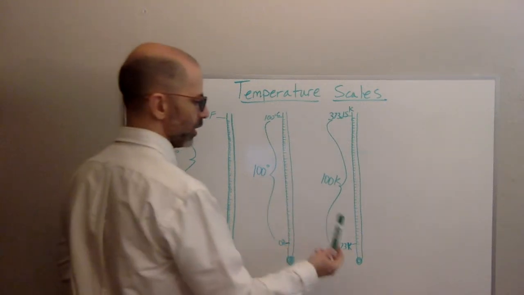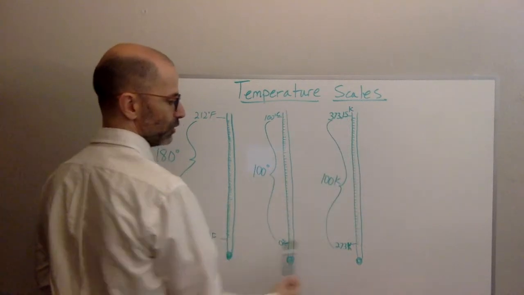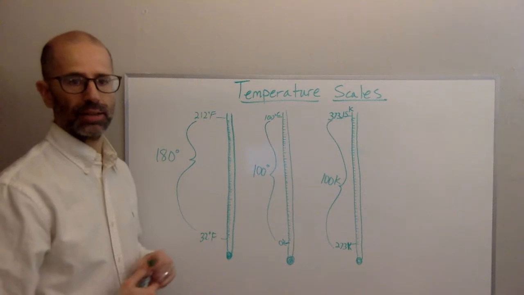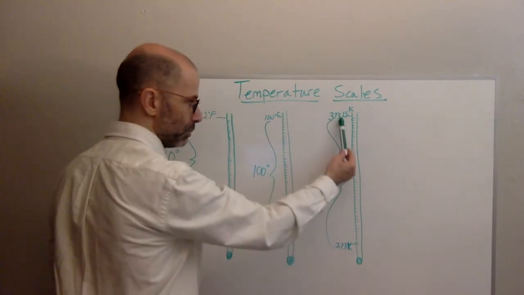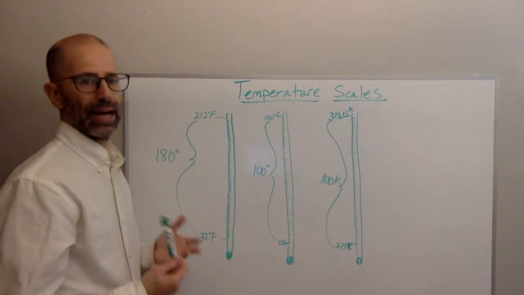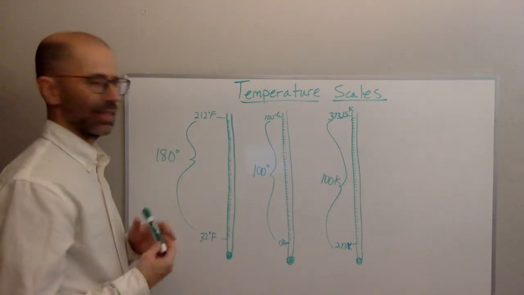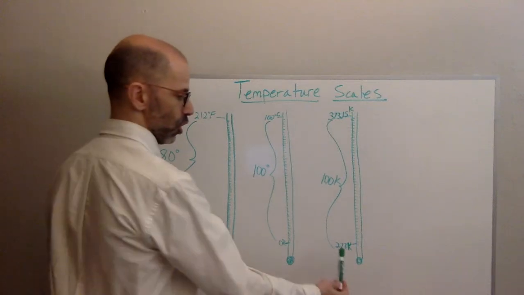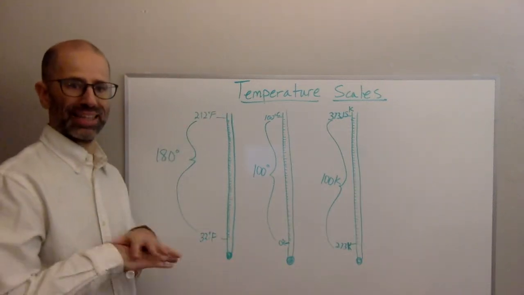One of the things you want to notice is that the Kelvin scale is also referred to as the absolute scale. The reason is that the lowest temperature you can get on this scale is 0. You cannot have negative numbers with the Kelvin scale, and it's set up purposely that way. So the lowest temperature you can get is 0 Kelvin in the universe.